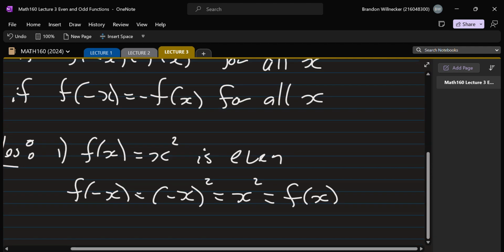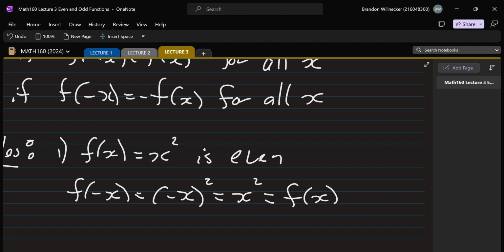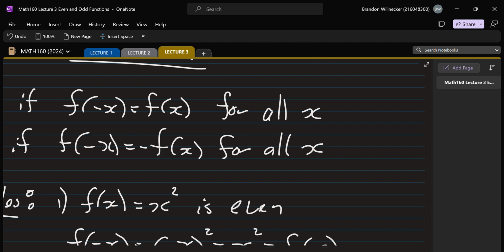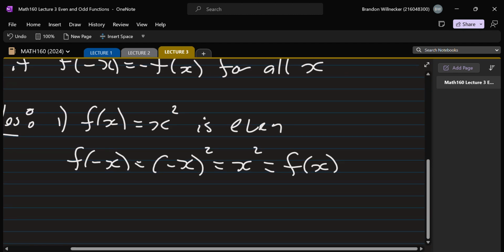So look at the extreme left and right of the chain of equalities. We started at f of minus x. We ended up at f of x. But that is precisely the condition for it to be even. Make sense?